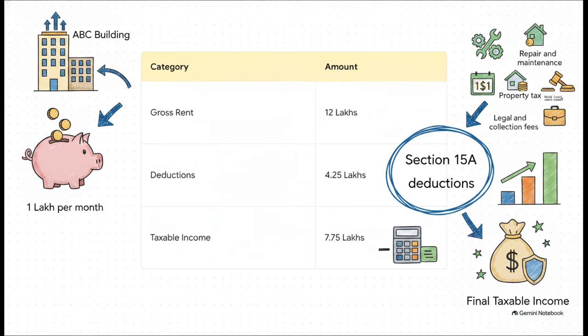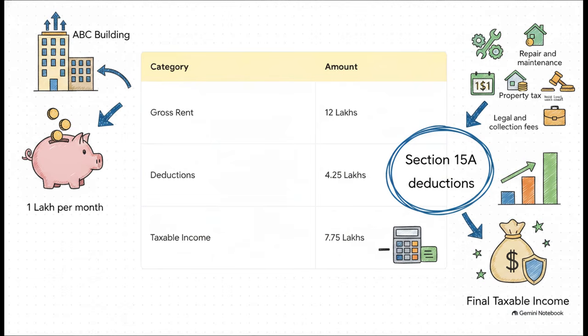Now, let's apply our Section 15A deductions to that. First up, that flat 20% for repair and maintenance instantly knocks 2.4 lakhs right off the top. Then let's add in an assumed $25,000 for insurance, $30,000 for your property tax, and, say, 1 lakh in bank loan interest. Let's also pretend you had $30,000 in legal and collection fees, which, by the way, is safely under our 4% limit of $48,000.